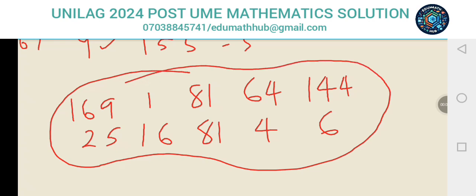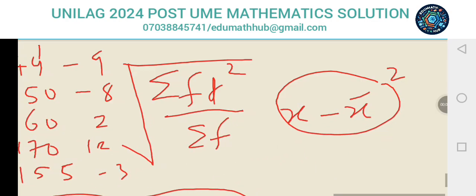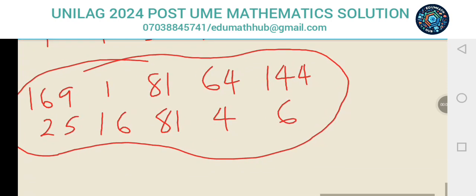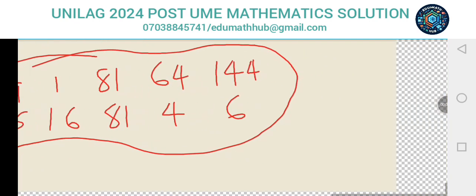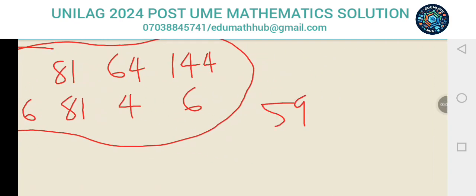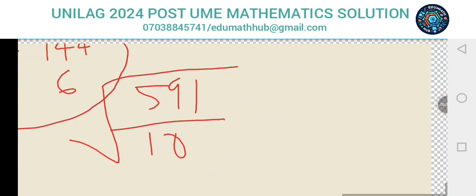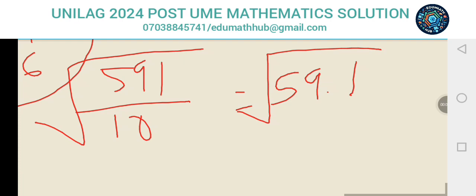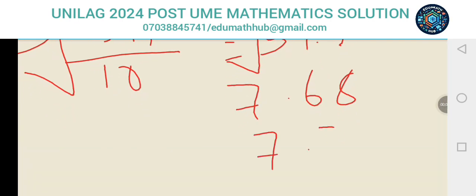After adding everything together, divide it by 10 because 10 is the total frequency, summation f. There are 10 numbers in the data. If you add all these numbers here, you're going to get 591. Then divide it by 10, and you get 59.1. Then do the square root of that, which will give you 7.68 or 7.7, which is the standard deviation.